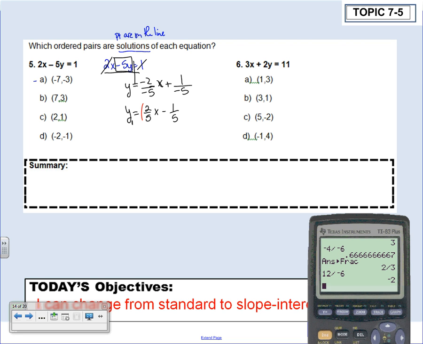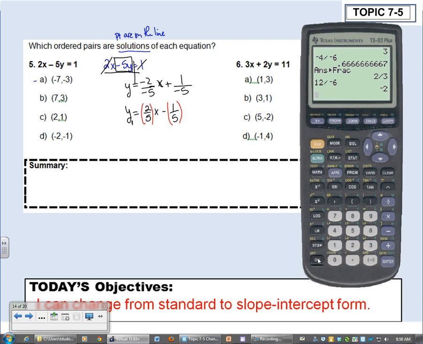When you put fractions in the calculator, remember to put parentheses around your fraction. So when we put it into the calculator, go to y equals, open parenthesis, 2 divided by 5, close the parenthesis, x, minus, open parenthesis, 1 divided by 5, close the parenthesis. And now, if I look at my graph, I should have one that is increasing. Yes, it is. But what I really want to do is to look at the table.